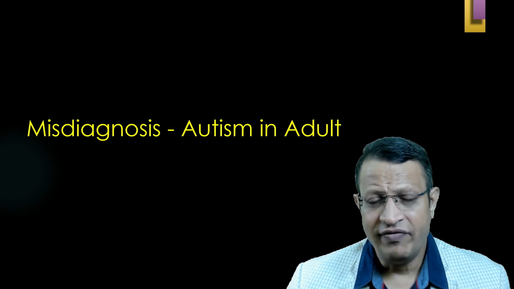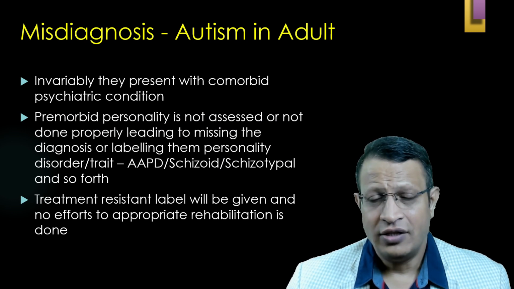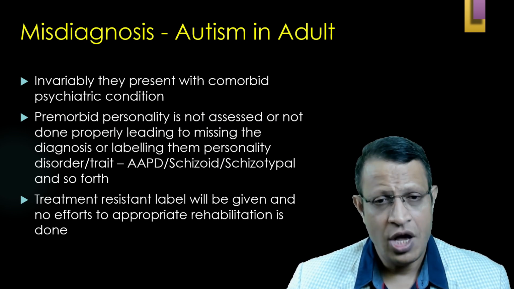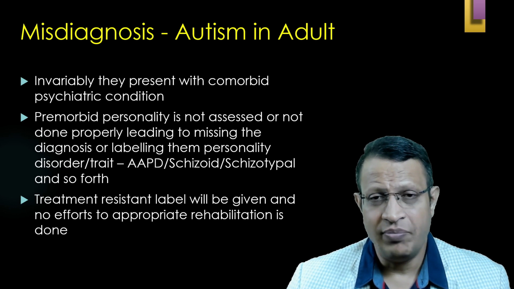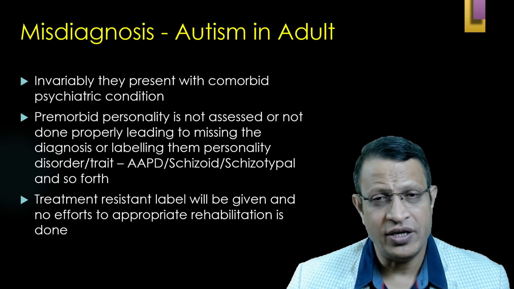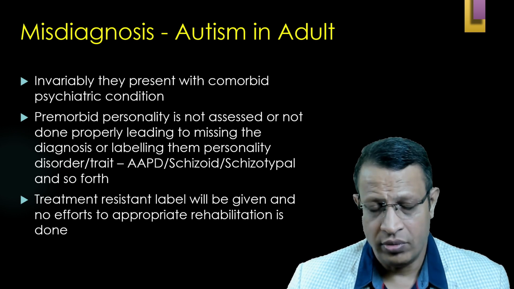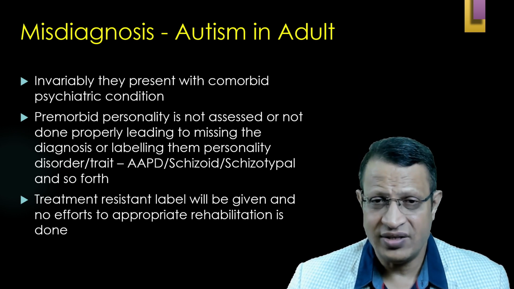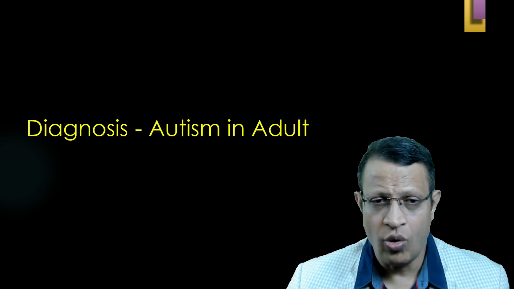However, misdiagnosis also occurs with regard to autism in adults. Invariably, they present with a comorbid psychiatric condition. Hence, the autism is never diagnosed. That is one of the commonest problems. Premorbid personality is never assessed properly. Even if it is assessed, they label it as AAPD, that is anxious avoidant personality disorder, schizoid personality disorder, schizotypal personality disorder, histrionic personality disorder, or various other personality disorder diagnoses rather than autism. Further, if the patient does not improve, invariably they will consider it treatment-resistant schizophrenia or bipolar disorder. Many a time they don't entertain the diagnosis of autism as a comorbidity.